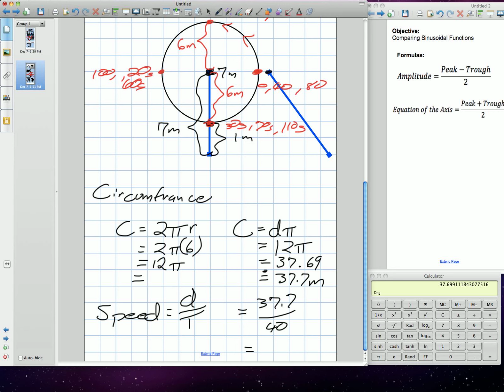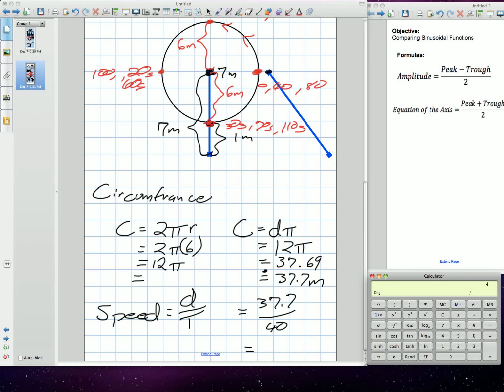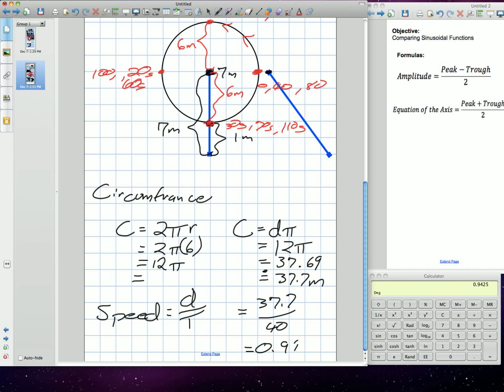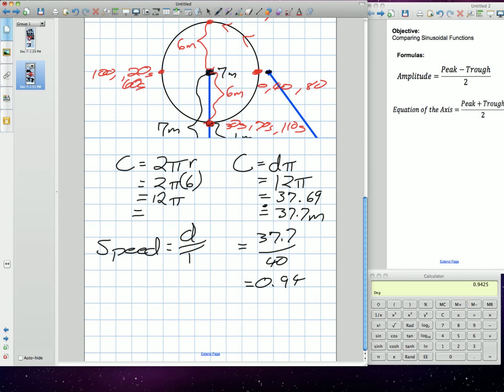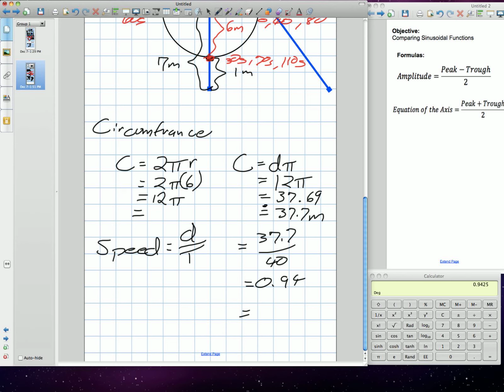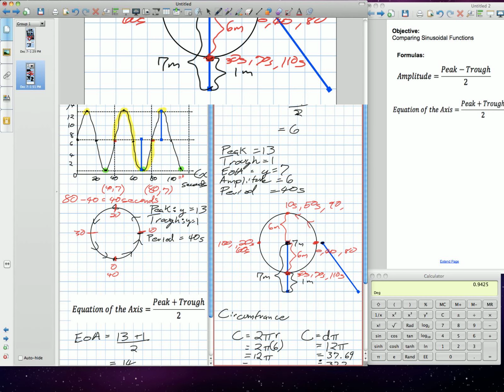Wait, so we didn't do pi r squared. It equals the same thing. 37.7 divided by 40. So, 0.94. So what they're saying here is that this Ferris wheel covers 0.94 meters every second. Okay? So it's almost traveling a meter a second, this Ferris wheel.